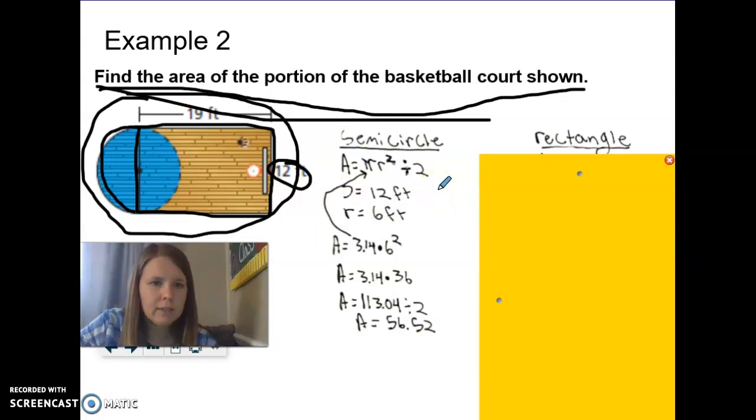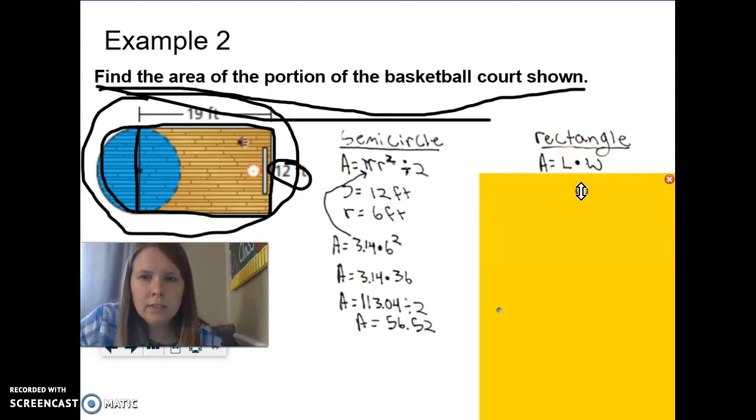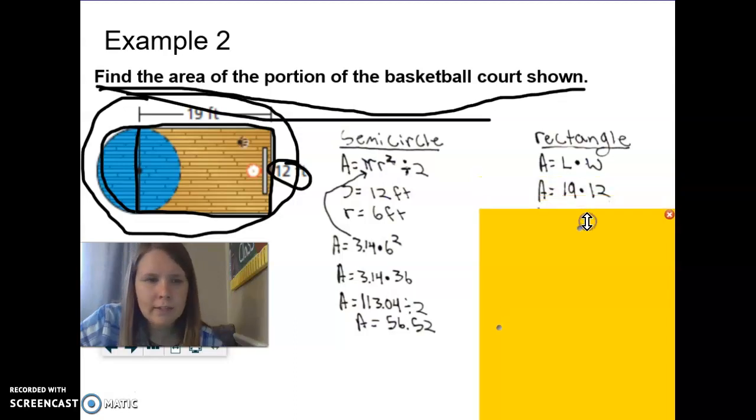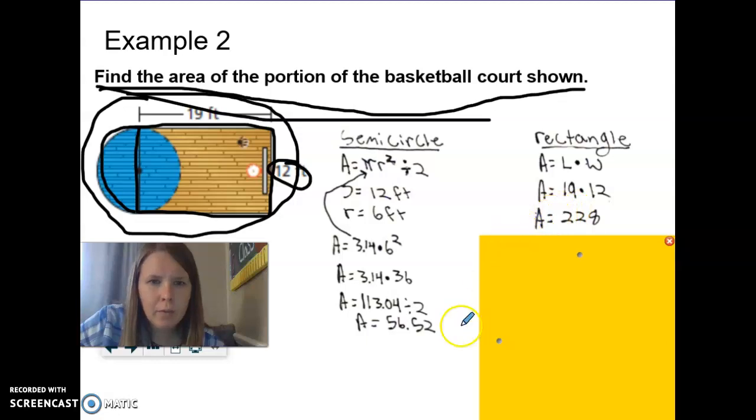Make sure you understand that one. If you don't, go back and rewatch it again. All right, for your rectangle, finding your area is just length times width. In this case, I'd have 19 times 12. 19 times 12 gives me 228. Now I found each part of the shape, and I want to combine them together.